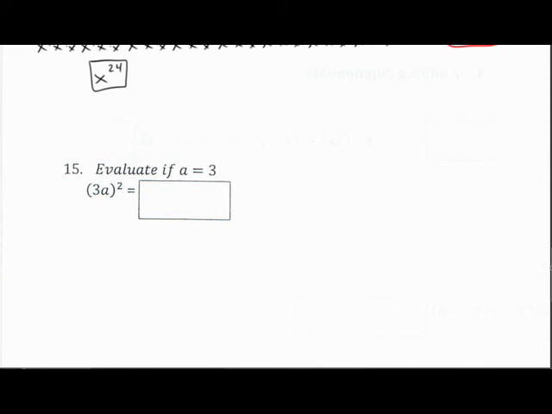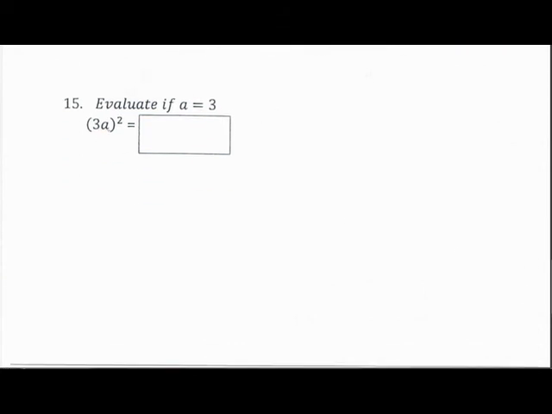Okay, evaluate: if a equals 3, then what would be the answer here? The first thing you're going to do is take that problem and rewrite it with the a as 3. So we're going to say 3 times 3 squared. Now I need to know what I'm going to do first. So what am I going to do first for this? How do I figure out what to do first? I'm going to use PEMDAS.